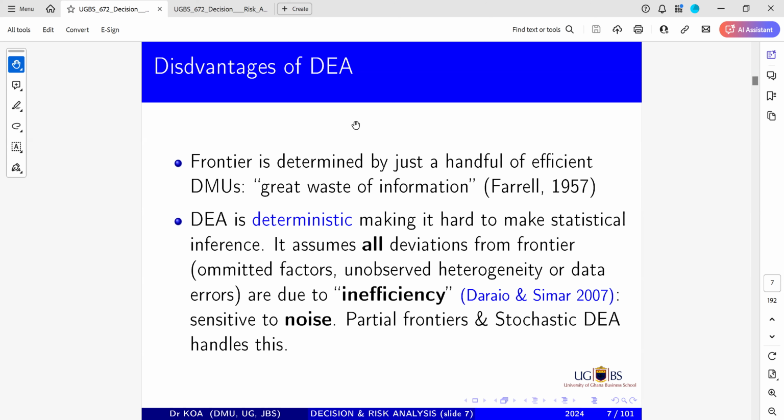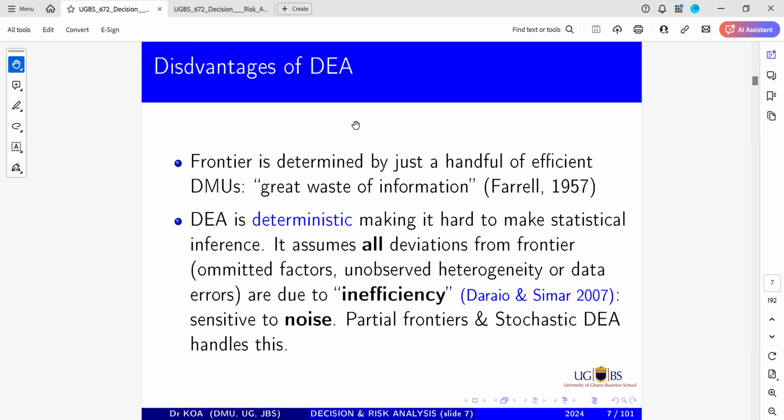And DEA, because it's deterministic, it makes it very hard to introduce noise and to handle inferences effectively. Having said that, though, there have been studies proposed to handle some of this, one of them is order M and order alpha partial frontiers. These partial frontiers do not take the extreme outliers. We'll talk about outliers very soon.